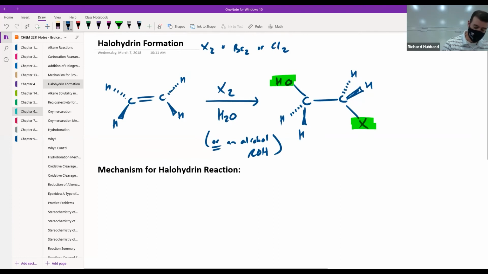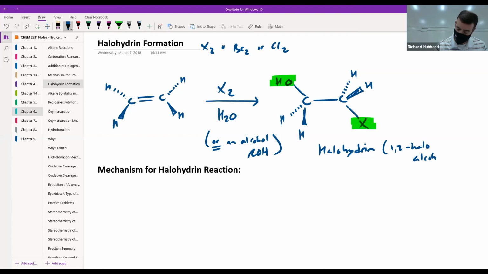So we're looking at this and we say, this is a halohydrin, or a 1,2-halo alcohol. That's what our halohydrin signifies.